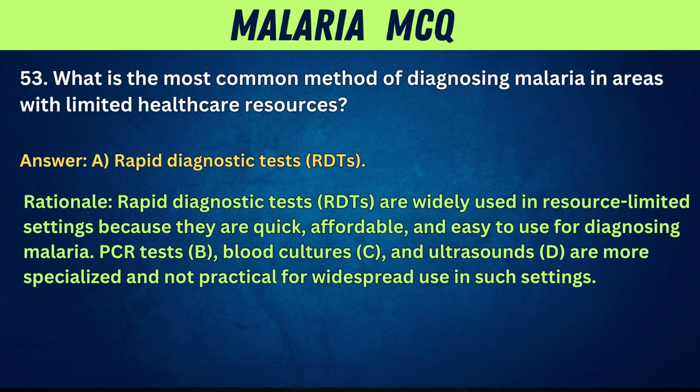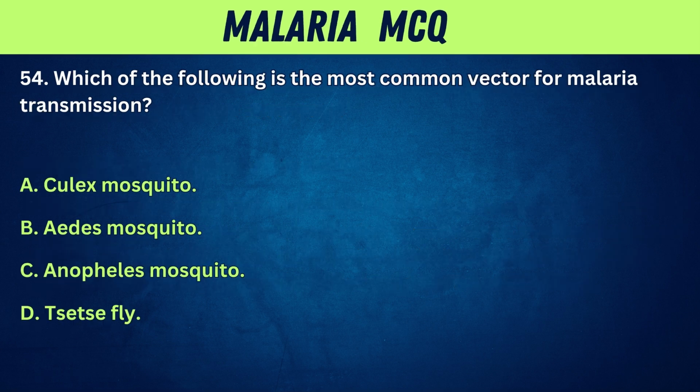Rationale: rapid diagnostic tests, RDTs, are widely used in resource-limited settings because they are quick, affordable, and easy to use for diagnosing malaria. PCR tests, B, blood cultures, C, and ultrasounds, D, are more specialized and not practical for widespread use in such settings.